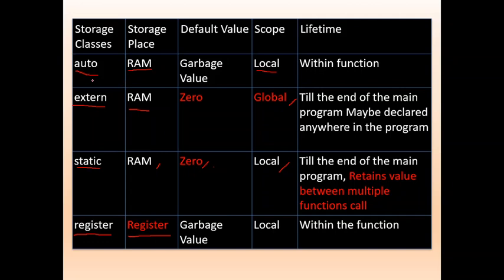Default storage class: if I have not specified any storage class, by default it will be considered as auto. Next, if I want to make a variable a global variable, I use the storage class extern. Its storage location is RAM and default value is 0, but its scope is global, meaning in any function we can use that variable. Next one is static. If you want to retain the values between function calls, we use static, and its default value is 0. Now you see some programming examples on storage classes.